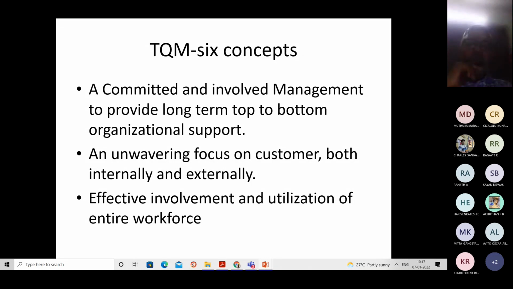And then the second point is an unwavering focus on the customer, both internal and external customers. And you know very well about external customers.